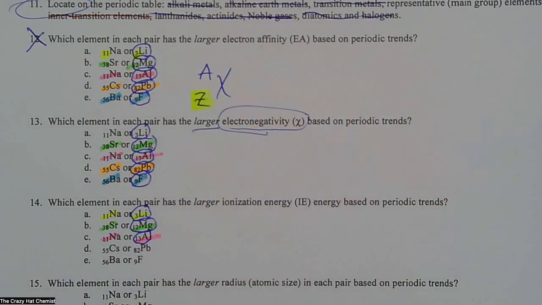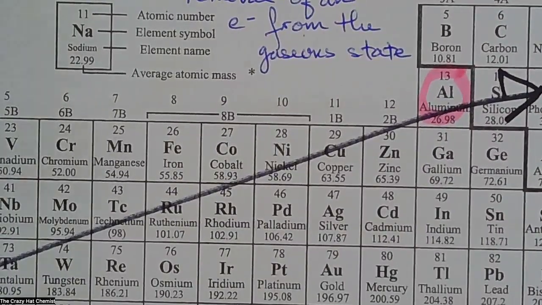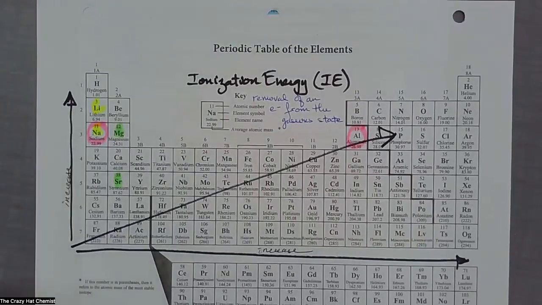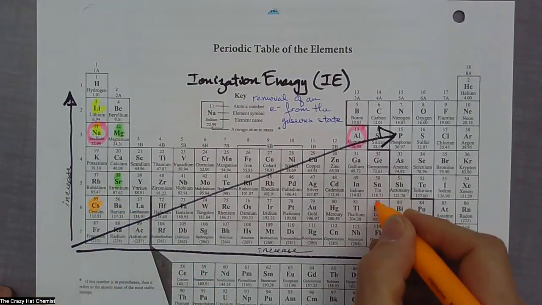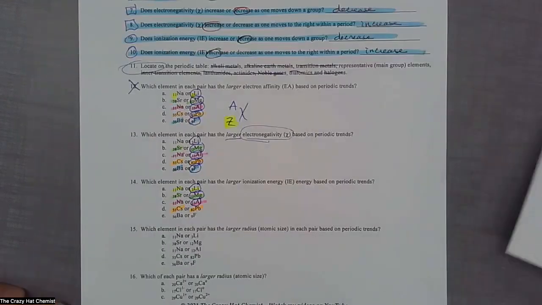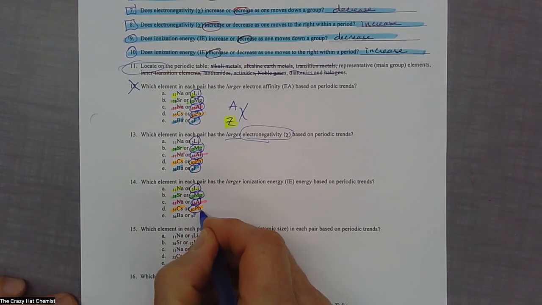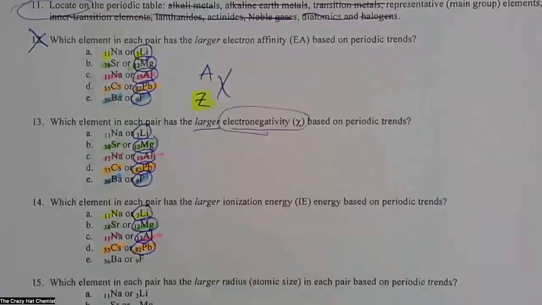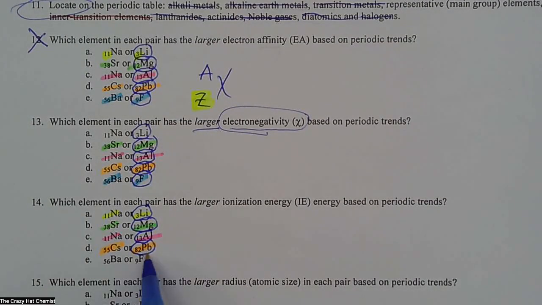The next one is going to be element number 55, and that is cesium, and element number 82, that is lead. So we have cesium and lead. Which one has the greater ionization energy? They are in the same period. Lead is further to the right, so it will have the greater ionization energy. Perfect. Let me zoom in on that. I circled lead of the pair.